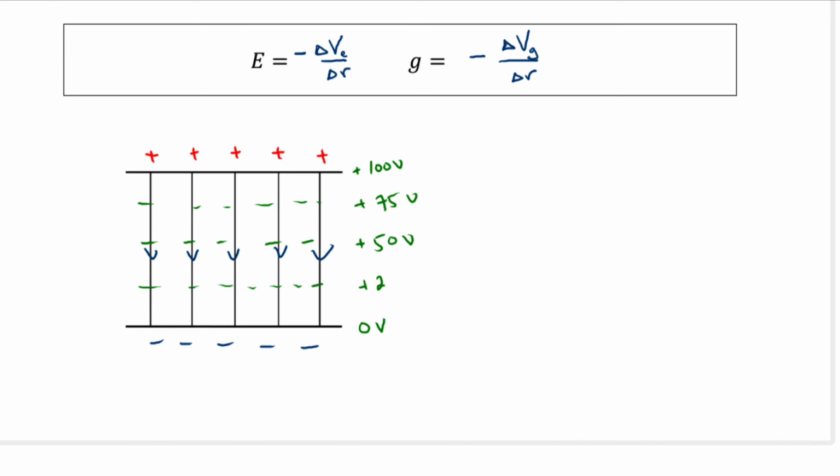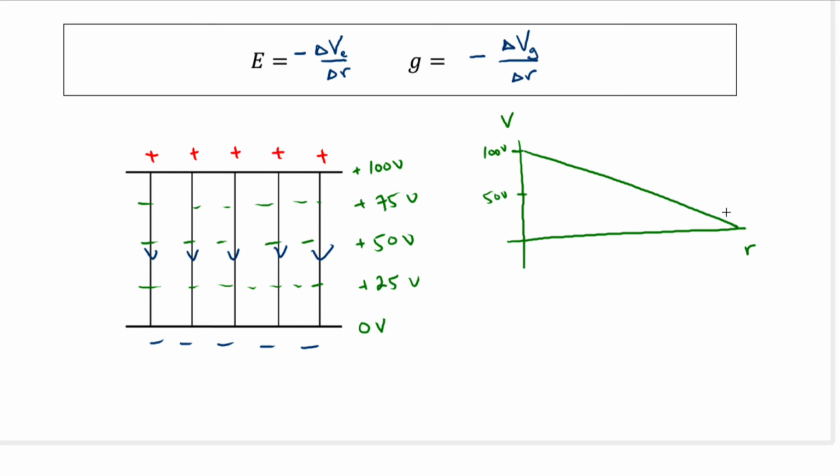So if I were to draw the graph of the potential against the distance from the top plate, we'll call that R, then I would have 100 volts here. This is my potential, and I'll put 50 volts there, and I'm going to get a straight line with a negative slope like that. And the magnitude of this slope, delta V over delta R, and I'll put absolute value brackets around to show I just mean the magnitude, is going to give me the magnitude of my electric field by this relationship up here.